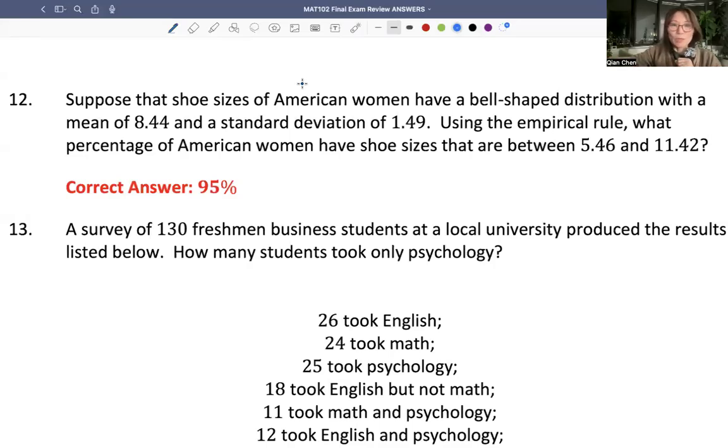Okay, let's see question 12. Question 12 talks about a bell-shaped distribution, and I will explain that. We're going to use the mean of 8.44 and standard deviation of 1.49 and something called the empirical rule. The question is asking what percentage of American women have shoe size between those two data values.